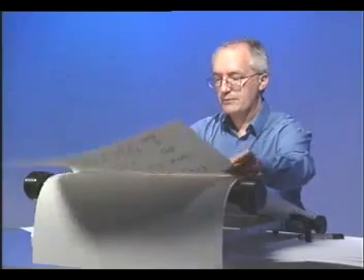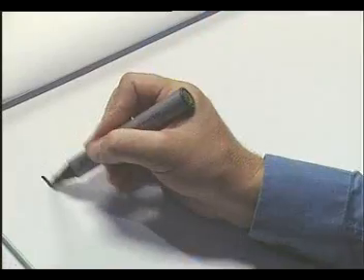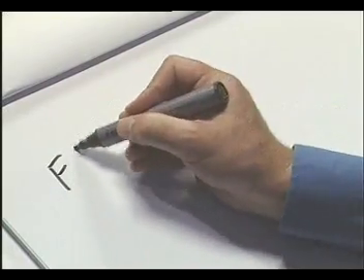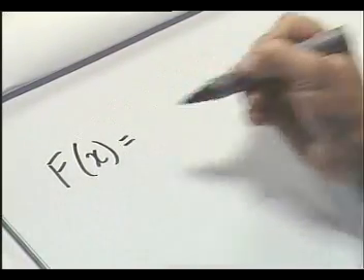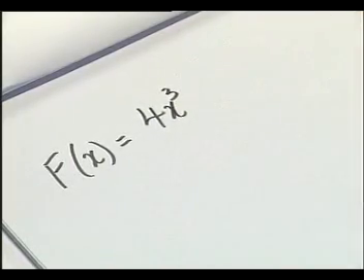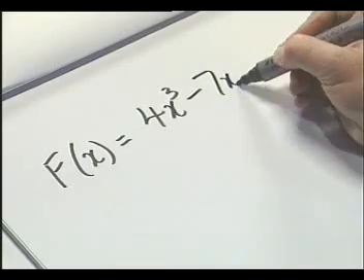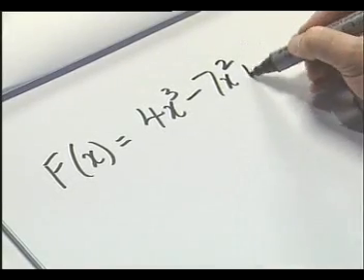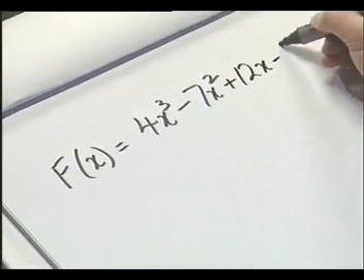Let's do another example. Suppose this time we look at a cubic function. Let's suppose f of x is 4x cubed minus 7x squared plus 12x minus 4.